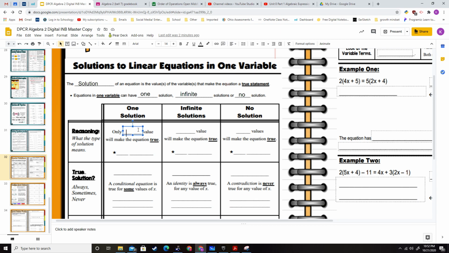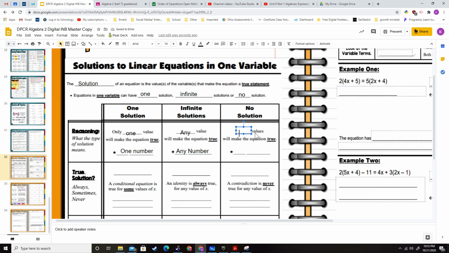For one solution, that means that there's only one value that makes the equation true. And because of that, there's only one number that works. Other than that one number, nothing else works. For infinite solutions, any value can make this equation true, and that means that any number can work. So these are just the critical things that you want to think about when you're going through and solving this.